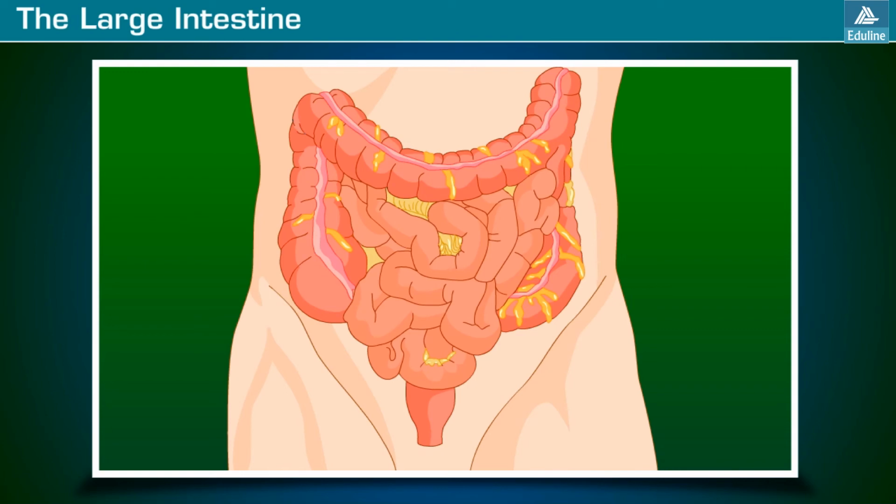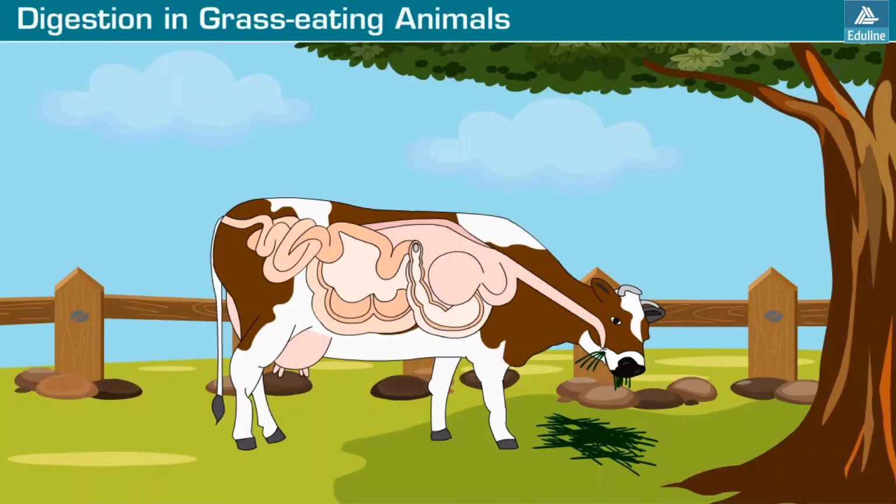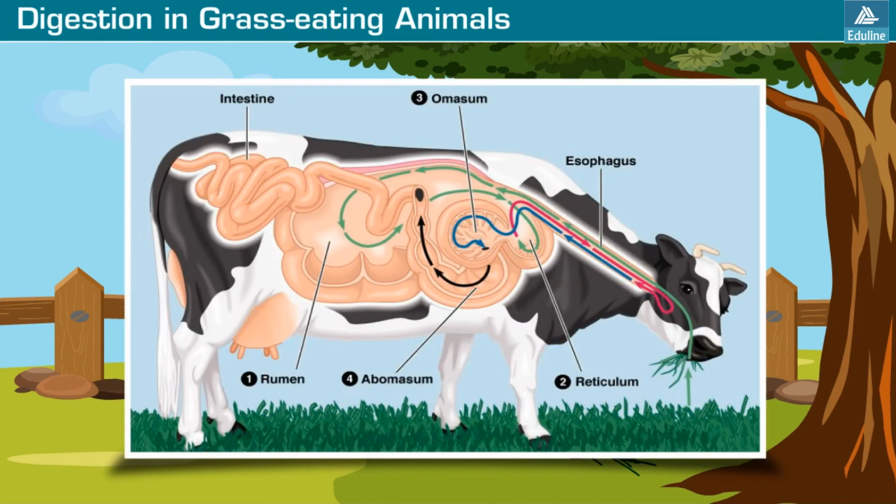The throwing out of waste of digested food from the rectum is known as egestion. It is also known as defecation. Digestion in grass-eating animals. The plant-eating animals are also called ruminants. They cannot digest cellulose, which is present in all plants. The digestion in these animals takes place as follows. Their stomach is divided into 4 chambers: the rumen, reticulum, omasum, and abomasum.